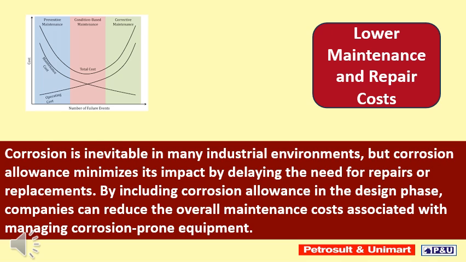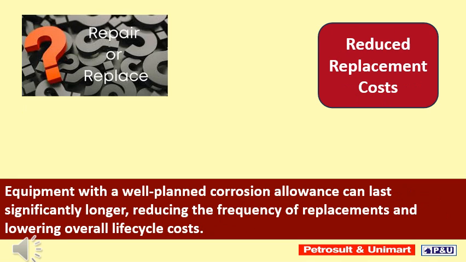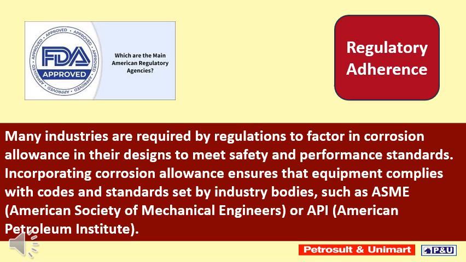Corrosion is inevitable in many industrial environments, but corrosion allowance minimizes its impact by delaying the need for repairs or replacements. By including corrosion allowance in the design phase, companies can reduce the overall maintenance costs associated with managing corrosion-prone equipment. Reduced replacement costs. Equipment with a well-planned corrosion allowance can last significantly longer, reducing the frequency of replacements and lowering overall lifecycle costs. Regulatory adherence.